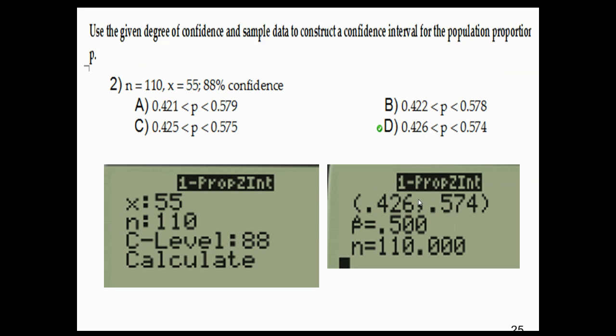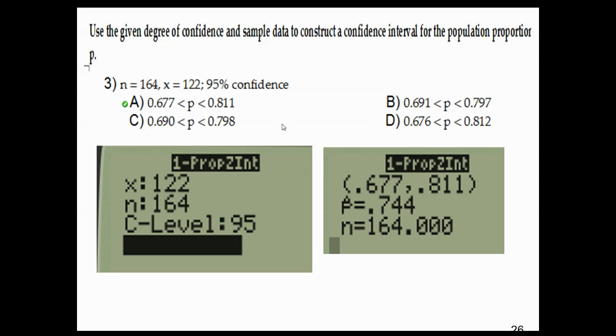Same thing for number two. I'm not even sure why I'm doing so many of these, because when you go to stat test, come down to letter A, one proportion z interval, it requires three inputs, but the inputs are just given to you. Your x is 55, your n is 110, your level is 88. I'm using 88 instead of 0.88, same thing. And look at the interval: 0.426 on the low end, 0.574 on the high end, letter D.